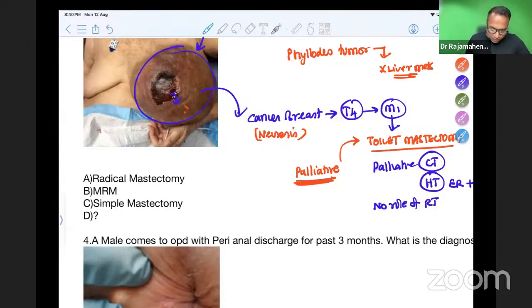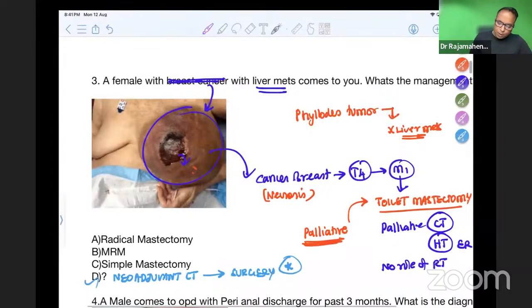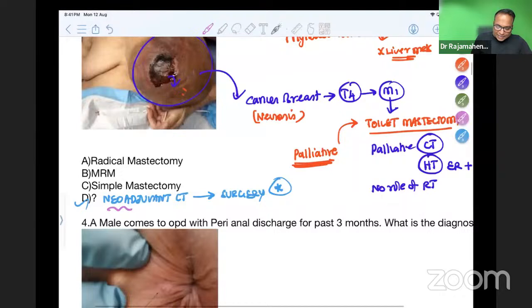I saw some students mentioning neoadjuvant chemotherapy followed by surgery. This is an accepted answer for the exam in an advanced case. The only problem is, since there is a liver mets, I cannot go for this answer. Neoadjuvant is a word which is used only for locally advanced breast cancer. See, here I want you to understand this.